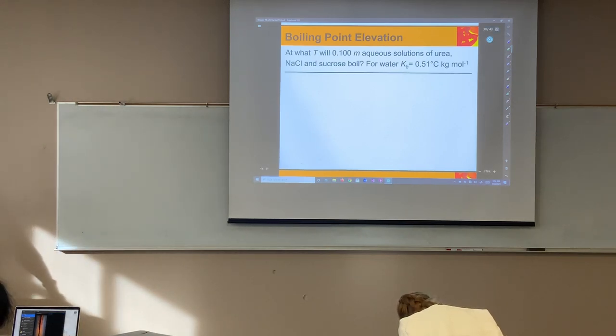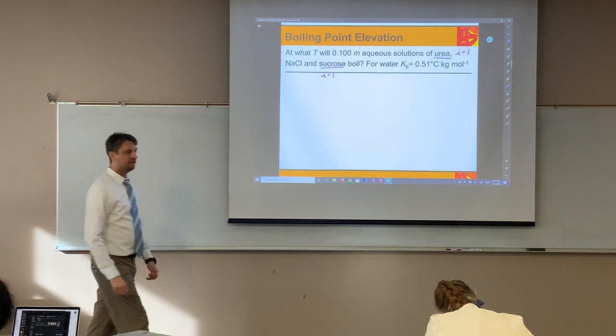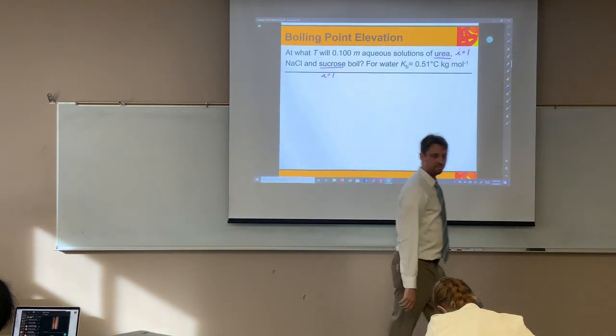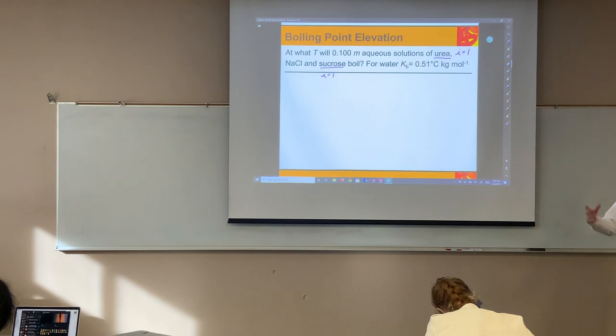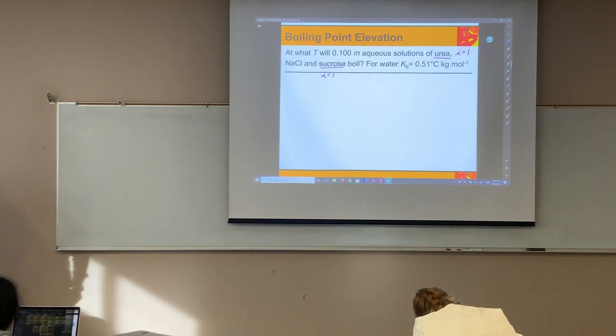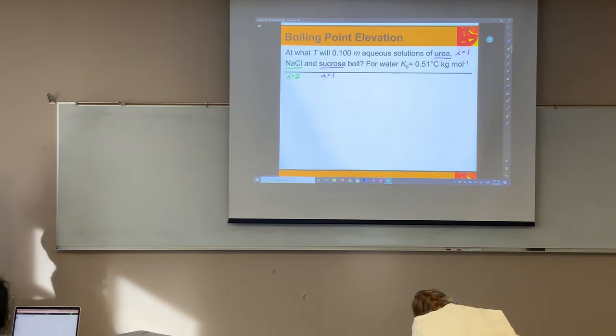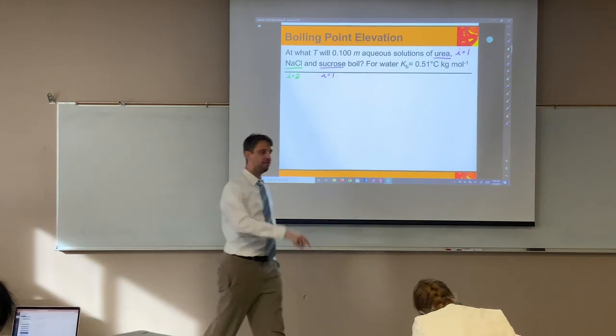So things to recognize. Urea is a covalent compound. Sucrose is a covalent compound, okay? So if you're a covalent compound, you're not going to dissociate. So i is equal to 1, okay? But for something like sodium chloride, i is going to be equal to 2, got it? So do a little plug and chug here, see what you guys come up with. You only have to answer two questions.